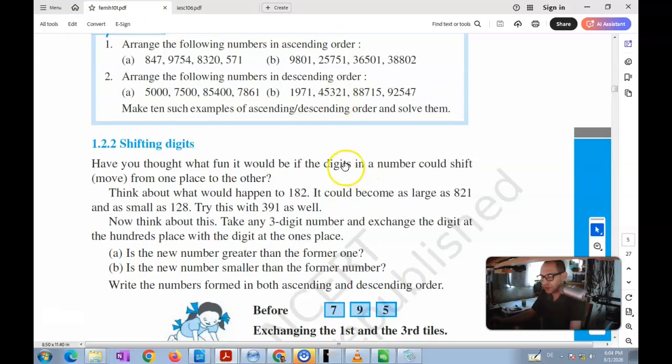Now there are a couple of examples over here. Let's go through a couple of them.